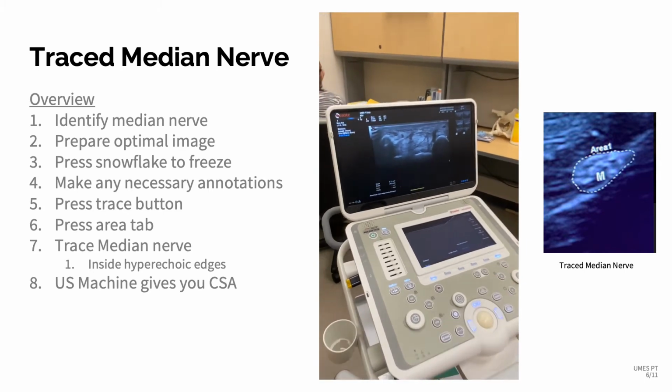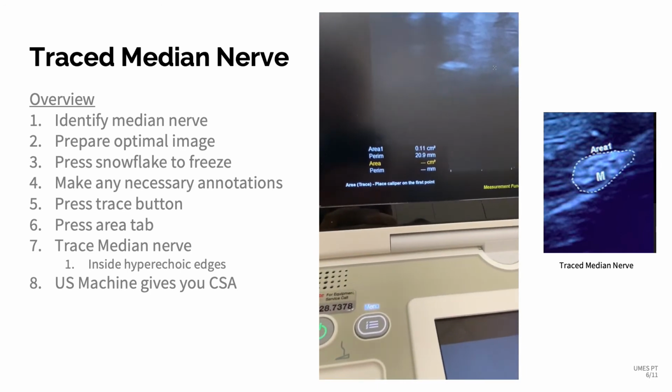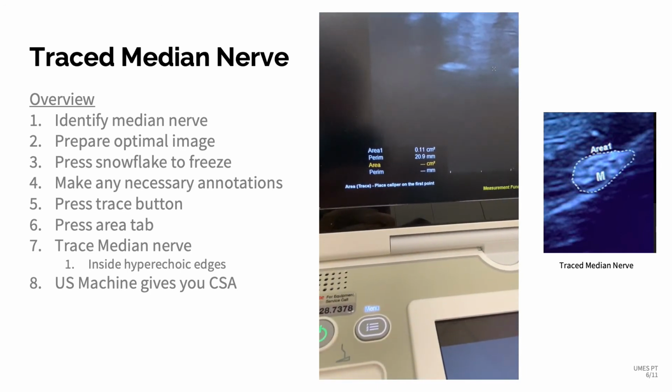So once he gets around the nerve, he's going to click again, and then the machine gives us the area. So it's a 0.11. And to the right of the video, we have just a traced median nerve example, so how it's going to kind of look close up. I'm going to let you guys watch the image one more time.